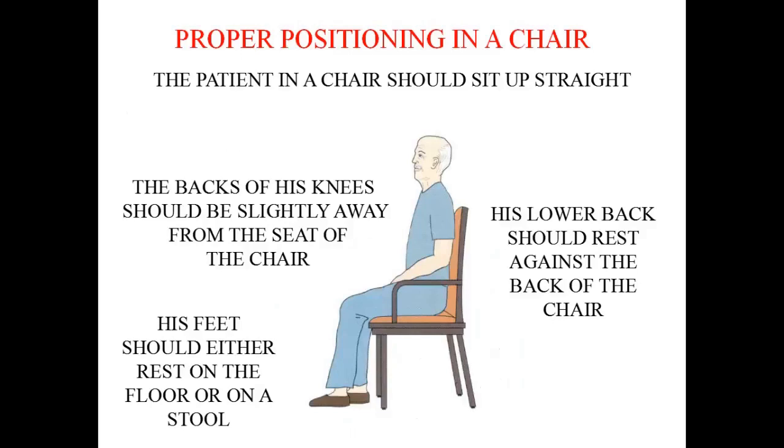How to properly position a patient in a chair? The patient in a chair should sit up straight. The back of his knees should be slightly away from the seat of the chair. His lower back should rest against the back of the chair, and his feet should either rest on the floor or on a stool.